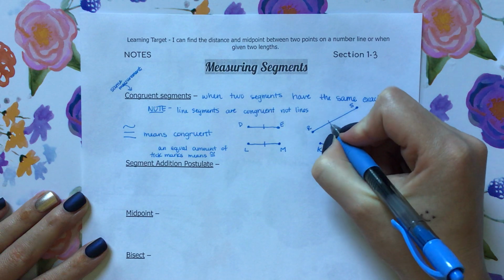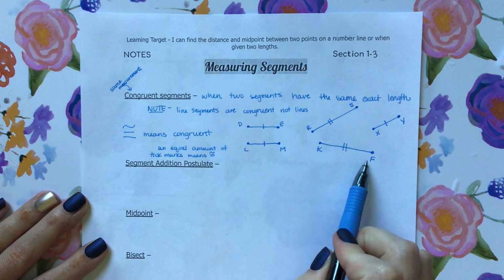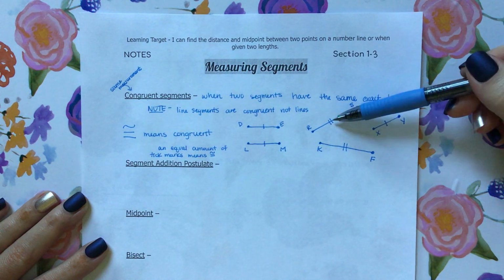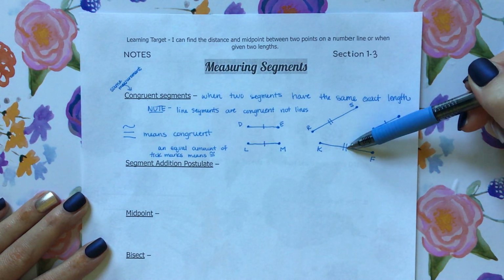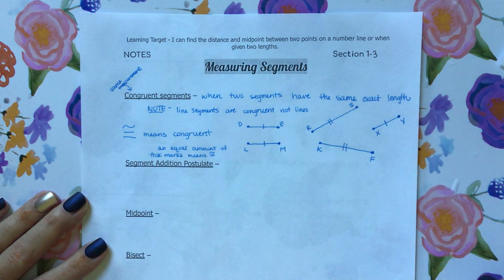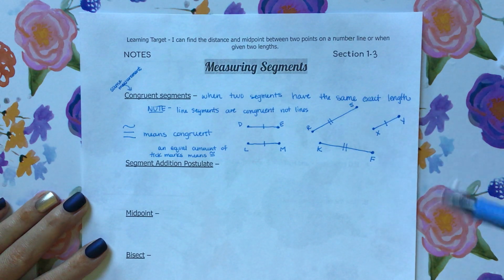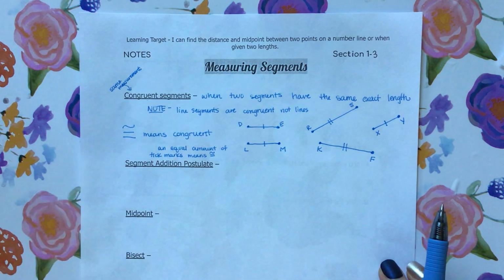If I put two tick marks on KF and RS, that means that these two are congruent to each other, but they are not congruent to these three guys. Don't think that more tick marks means longer either. That's just the way it worked out. If they have a matching amount, then they're the same length or measure.